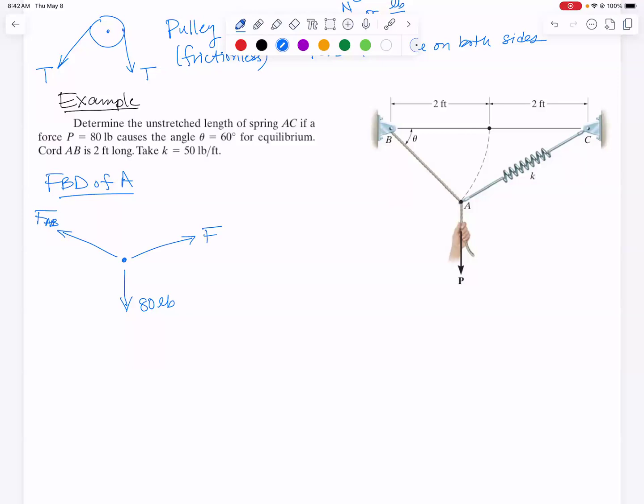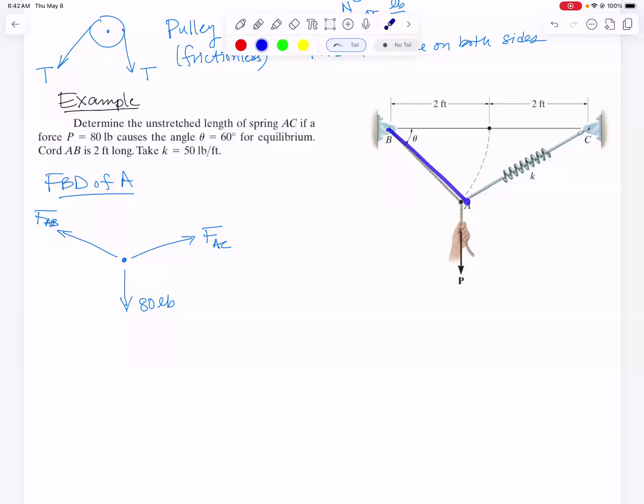You can call it the force in AC. This looks like something I can solve. The free body diagram has 3 forces on it. Only 2 of them are unknown. I'll be able to write 2 equilibrium equations, which means I can solve for those 2 unknowns. But to write the equilibrium equations, I'm going to need to break AC and AB up into their x and y components. To do that, I'd really like to know their orientations.